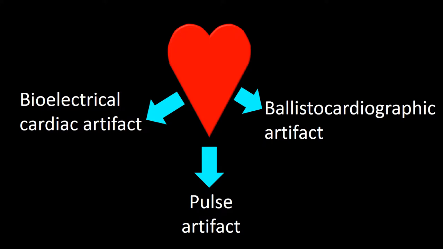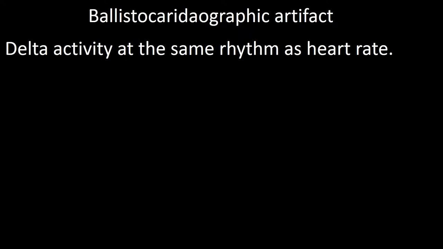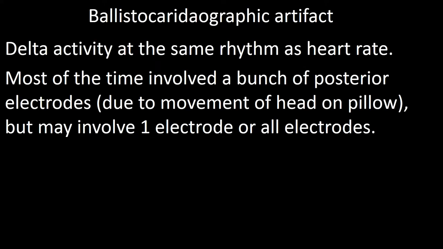The third type of cardiac artifact is called ballistocardiographic artifact. These artifacts have certain characteristics. Their frequency is in the delta range, but have a peculiar quality of going pace by pace with the heart rate. Most of the time, multiple electrodes in the back of the head are involved. This is likely related to head movements and pillow movements.